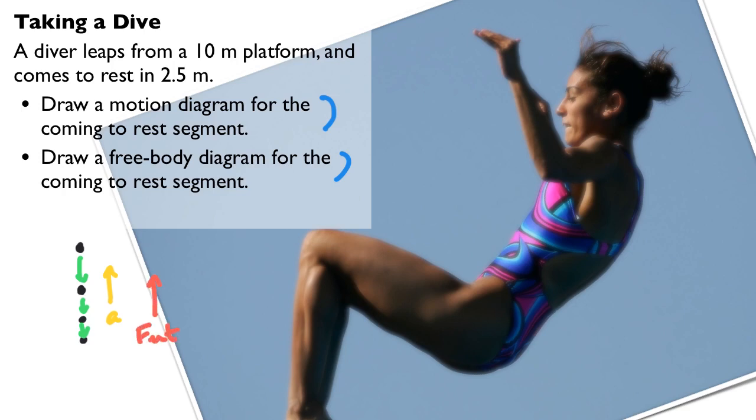And if the net force points upward, that tells me that the upward force must be bigger than a downward force. Well, the downward force is just the weight, and the upward force, the thing that is bringing her to rest, is just the force of the water, okay? And so that's our motion diagram, and that is our free body diagram.